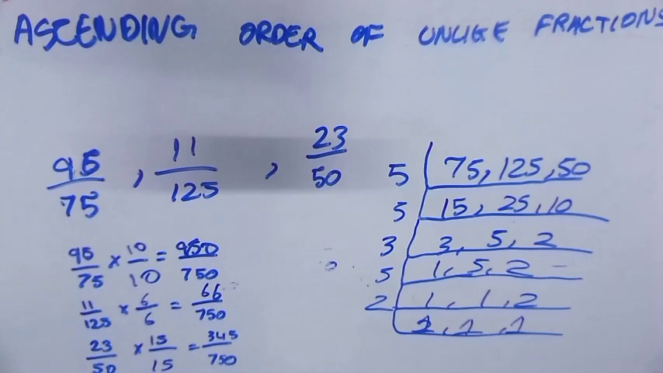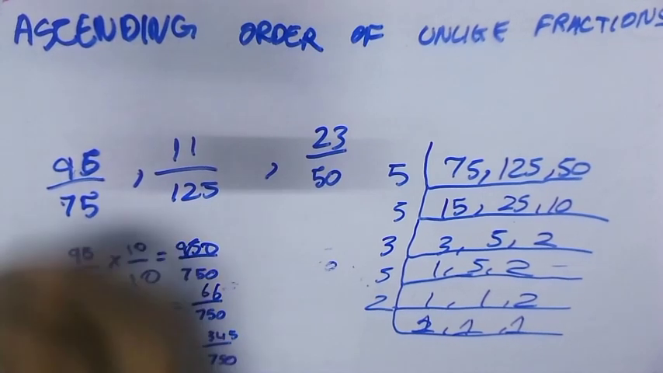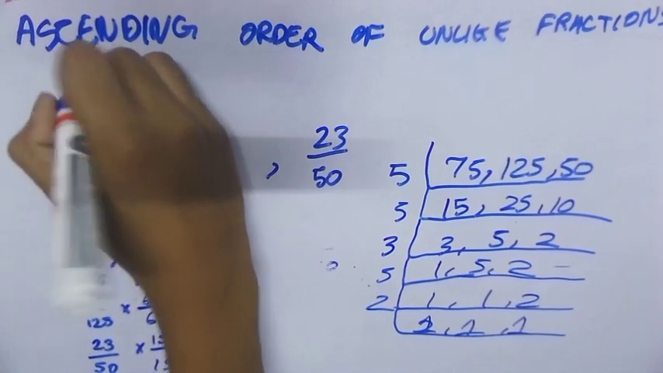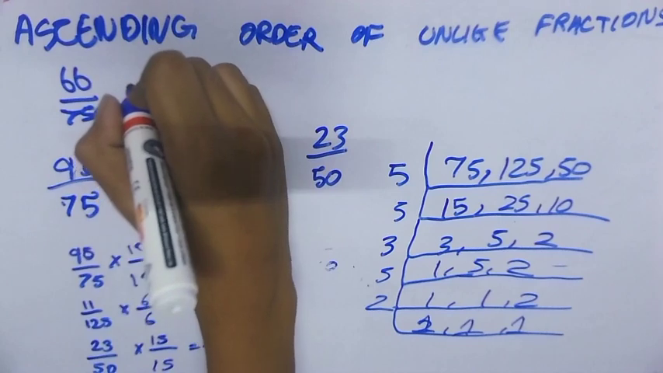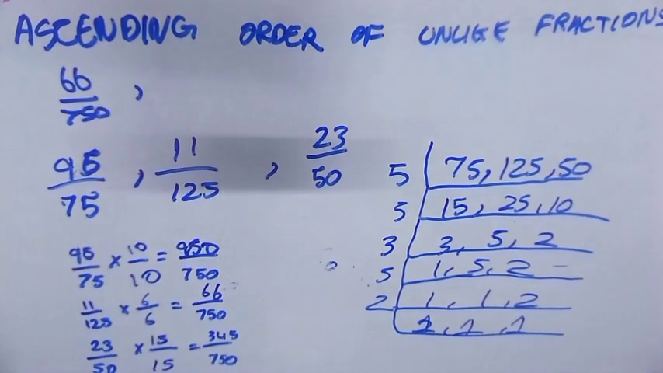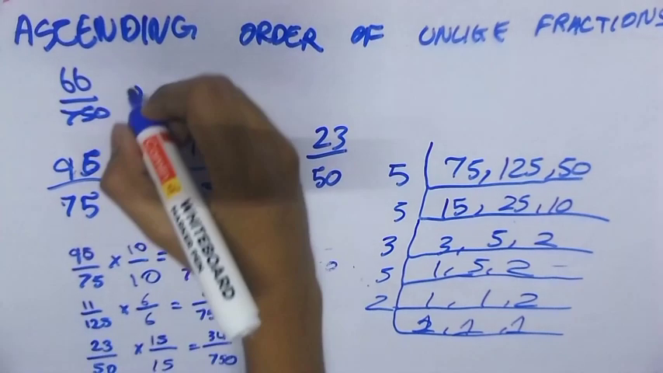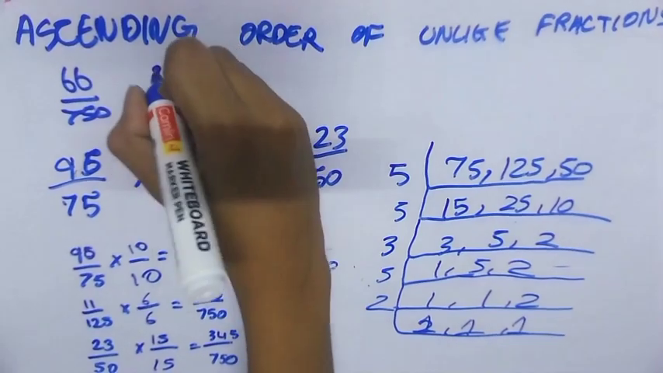So now first I've got to find the least fraction here, which would be 66. So I write 66 by 750, and then comma, again I write the second largest fraction here, which would be 345 by 750. So that should be here.